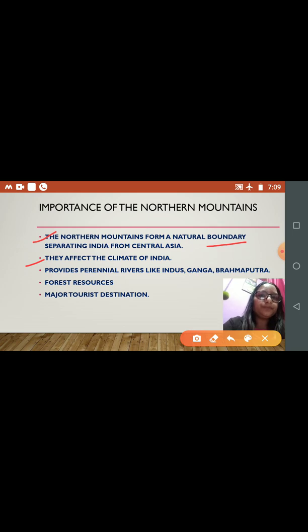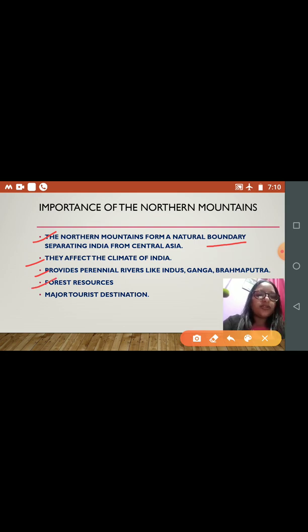Another importance of the northern mountain system is that the melting of the snow on the mountains gives rise to the perennial rivers, like your Indus, the river Ganga, the river Brahmaputra. These are all perennial rivers, which means they flow throughout the year. They don't have any seasonal influences. These rivers are known as the perennial rivers.